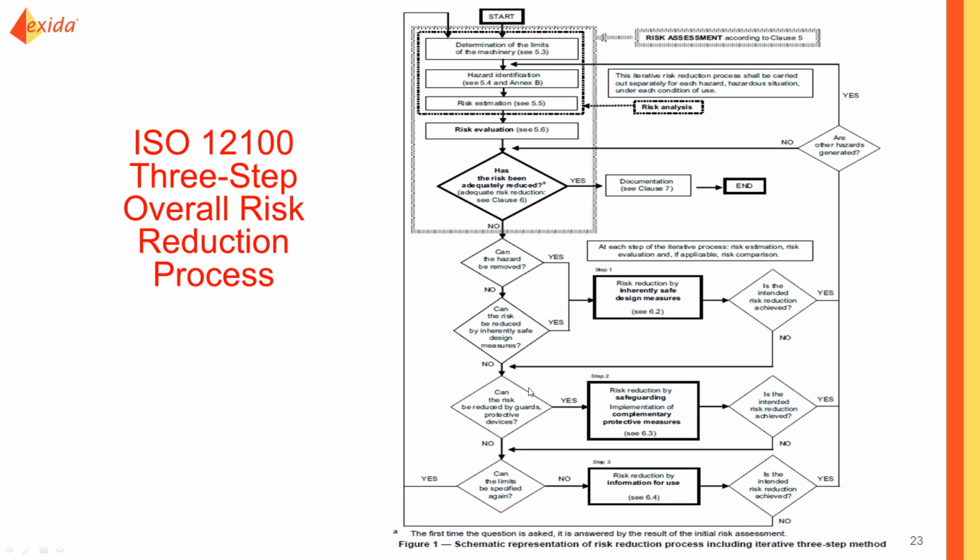If not, then we're going to take a look at using guards and protective devices, so safeguarding and safety-related control functions. And then finally, if we don't get that, that's where we're going to do informative signage and other things to warn people of the hazard. But ideally, we reduce the hazard in the machine, then we add safeguards and active functions, and then if we can't, we're going to have to do it with signage.